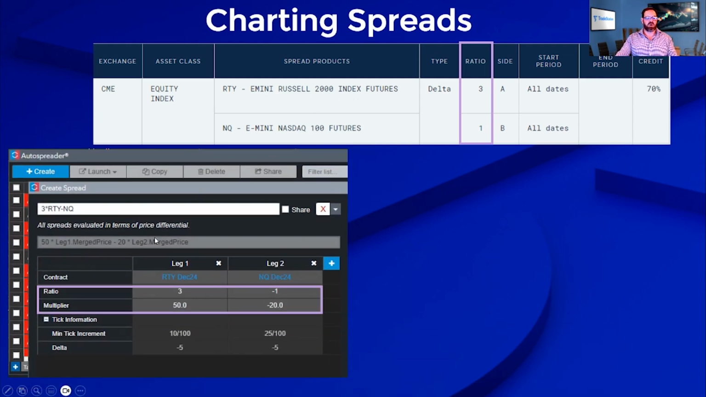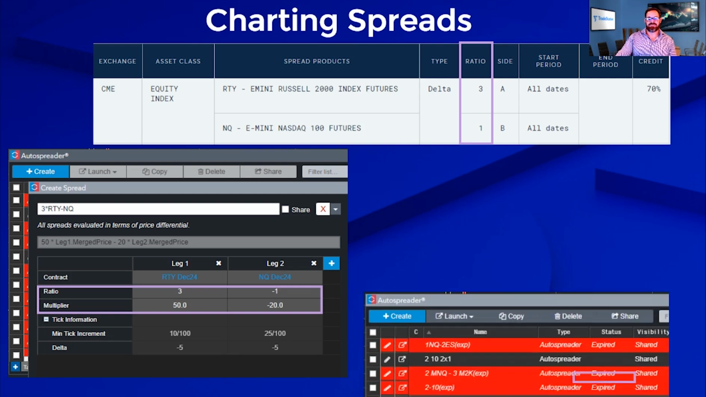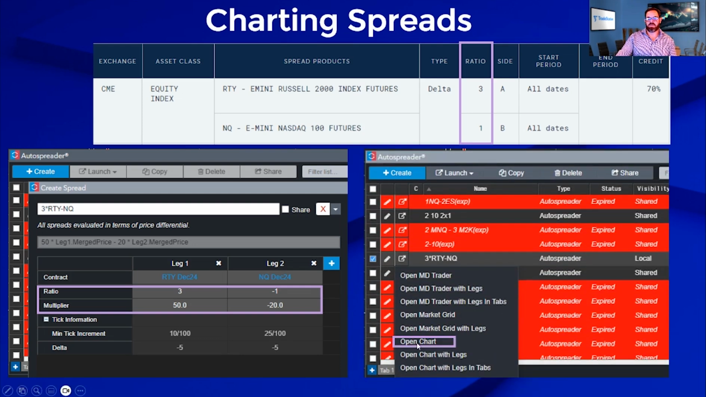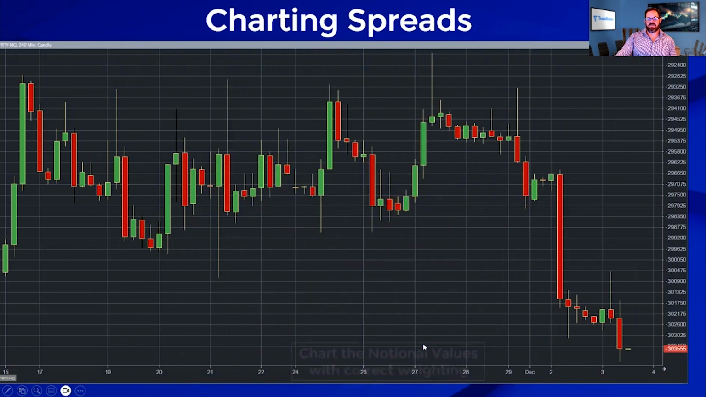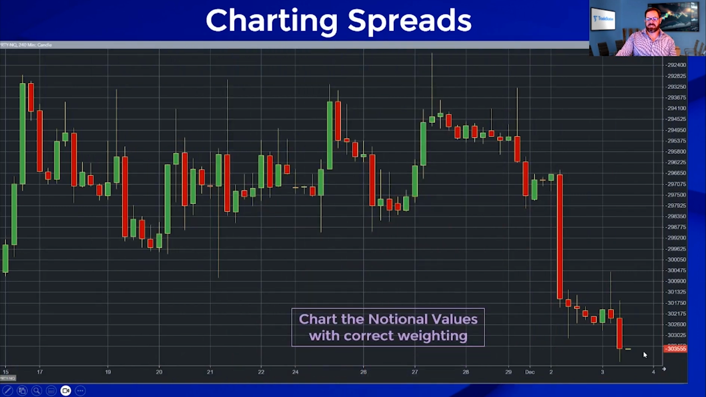So bringing up the auto spreader, you'll notice I use 3 Russell versus 1 NASDAQ on the sell side. Point value, point value. So charting that, again, it will be the notional values being charted, and 3 Russells, only 1 NASDAQ. I build that on the auto spreader. Then once I have it listed, open chart. And there it is. There's the notional values with the correct weighting: 3 Russells versus 1 NASDAQ.